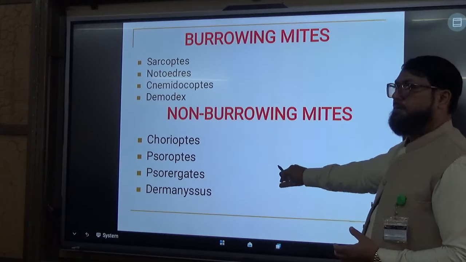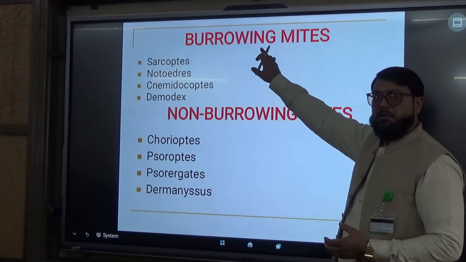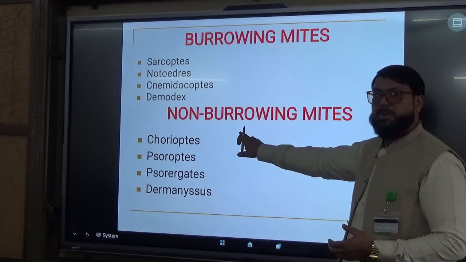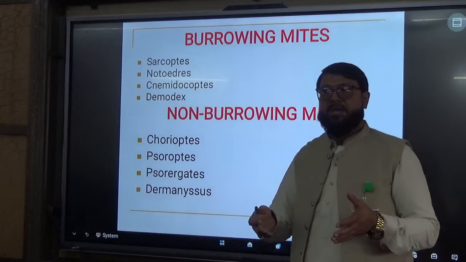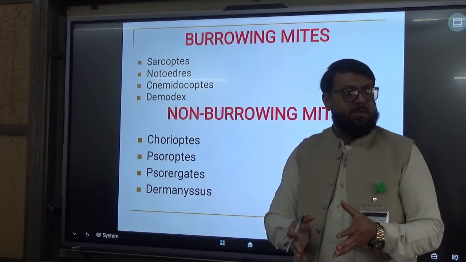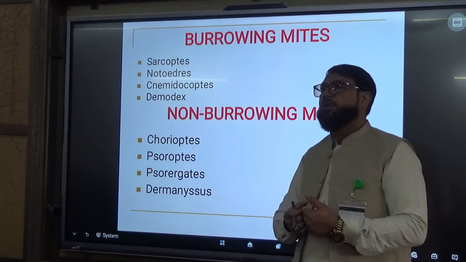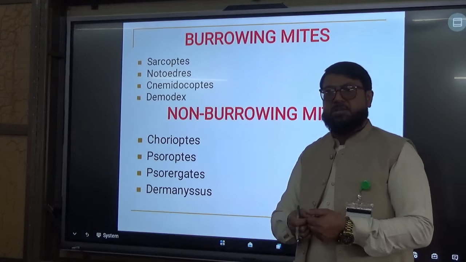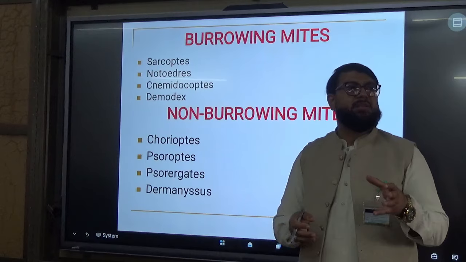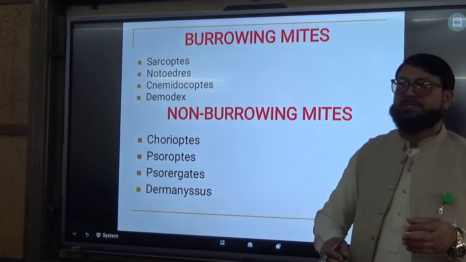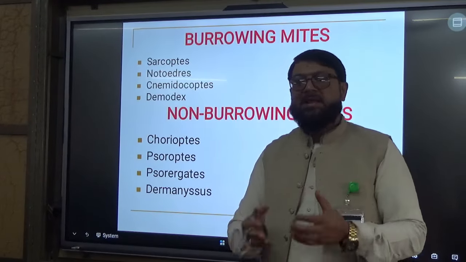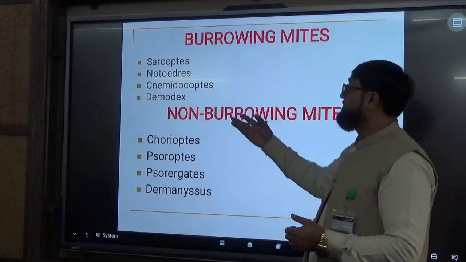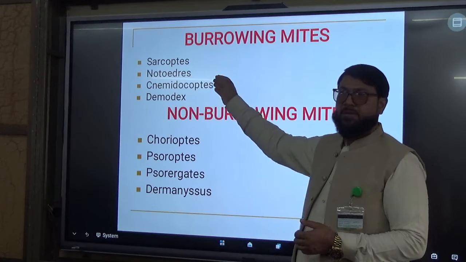Now here's the deviant. Two major deviants: burrowing and non-burrowing. Burrowing mites are those, as I mentioned, that make tunnels in the skin. With the help of their proteolytic enzymes, they make tunnels so that deep inside the skin they can reside, and not only reside, they can eat up the necrotic tissues as well as lay eggs at that point.